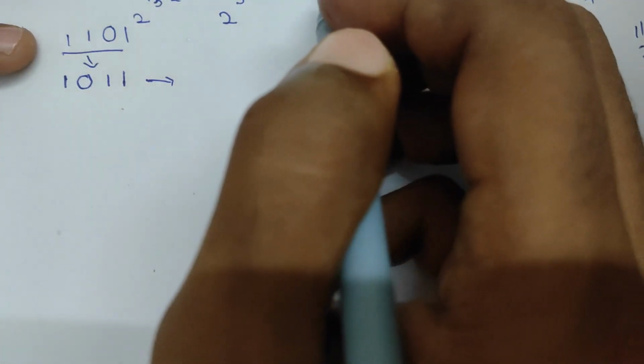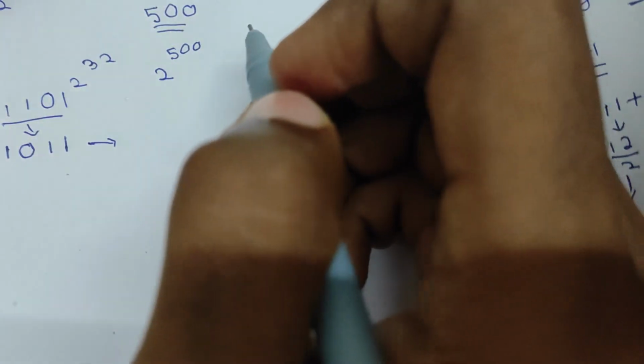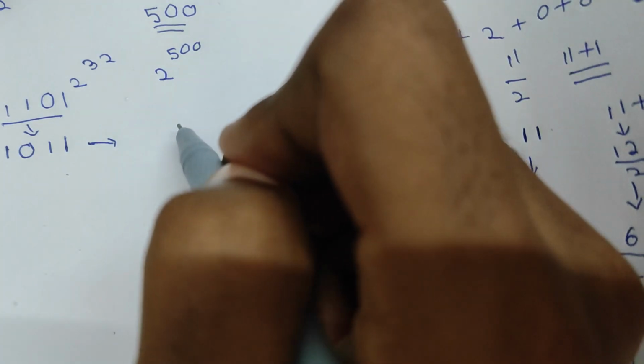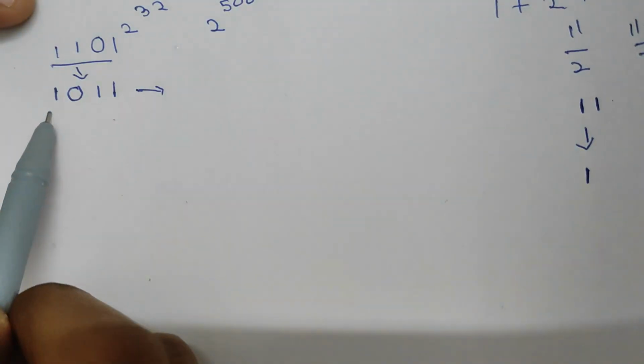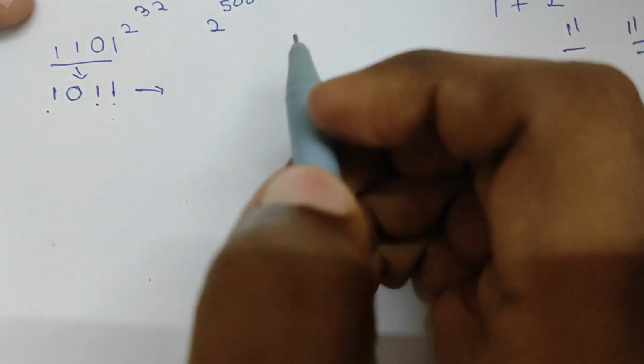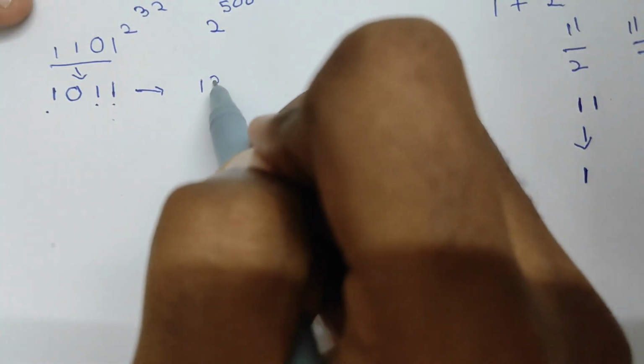So what will be the decimal value for this? I'm just writing the decimal value for explaining purposes, but we are not going to compute the decimal value in the solution that we have formulated. The decimal value for this will be, this is 1, this is 4, this is 8. So it will be equal to 13.